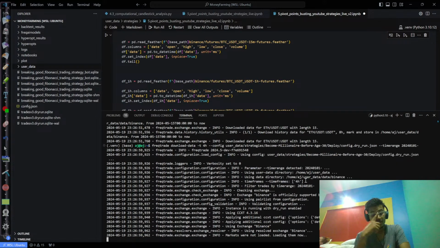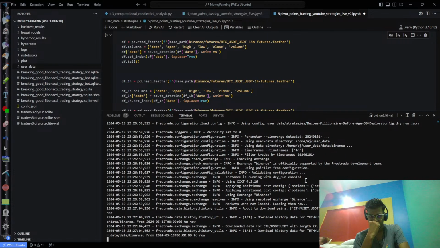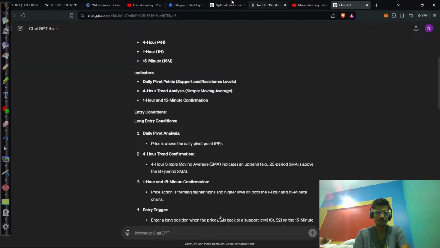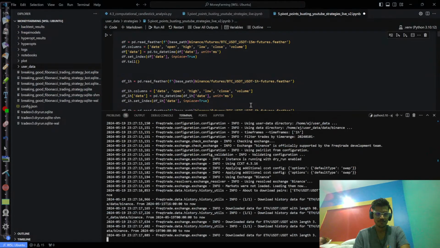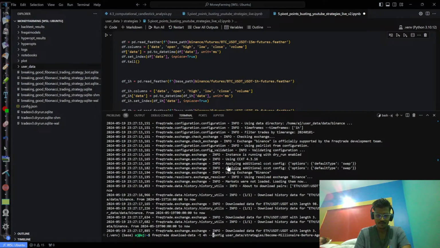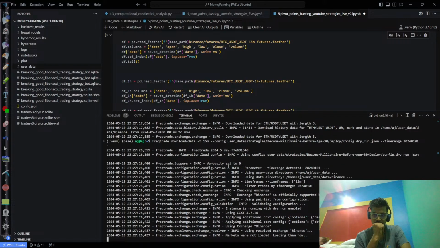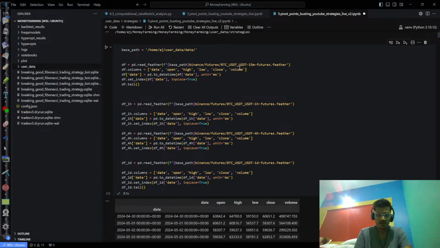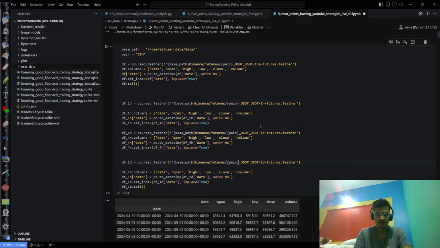4 hour, and then 1 hour, and then finally the 15 minutes time frame. Okay, all right, so here the pair is Ethereum. Right, gotta get that. Change this thing to the pair. All right, here we go, paste it there, and then paste it there. So we got 15 minutes, 1 hour, 4 hour, and 1 day.